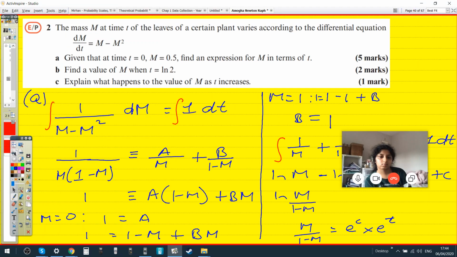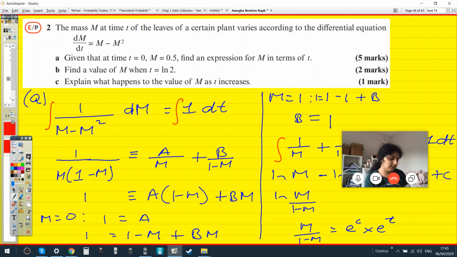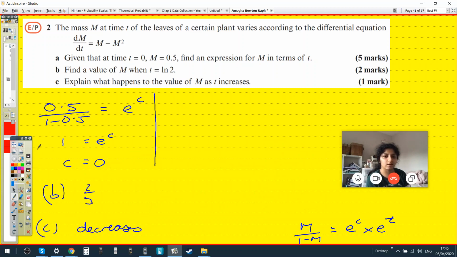What was part A? Given that, to find an expression for m in terms of t. So what did you get for part A? e to the t is equal to m over 1 minus m, yeah. Find an expression for m in terms of t. I think that means they want just one m. Is that even possible? Nope. I don't think so.